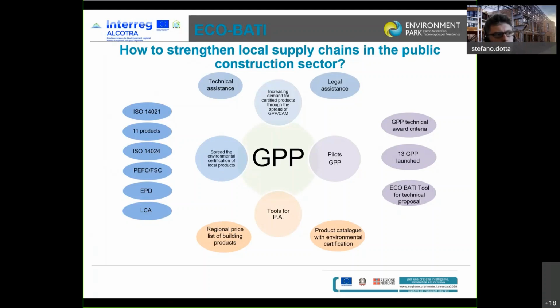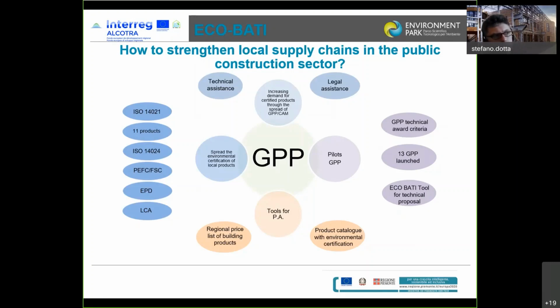The first is to support the private sector in order to verify the environmental impact of their products by carrying out LCA analysis, and then to support these companies in order to obtain environmental certification according to the main ISO norms, and also according to EPD, environmental product declaration, and for wood products also using other kinds of certification like PEFC or FSC.